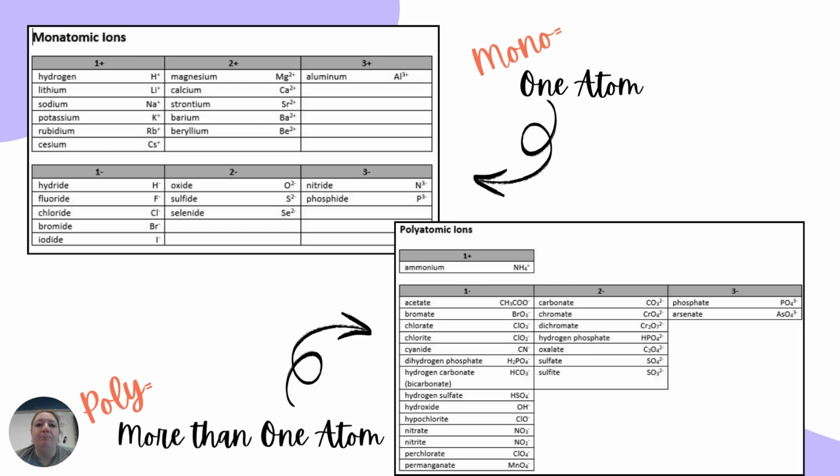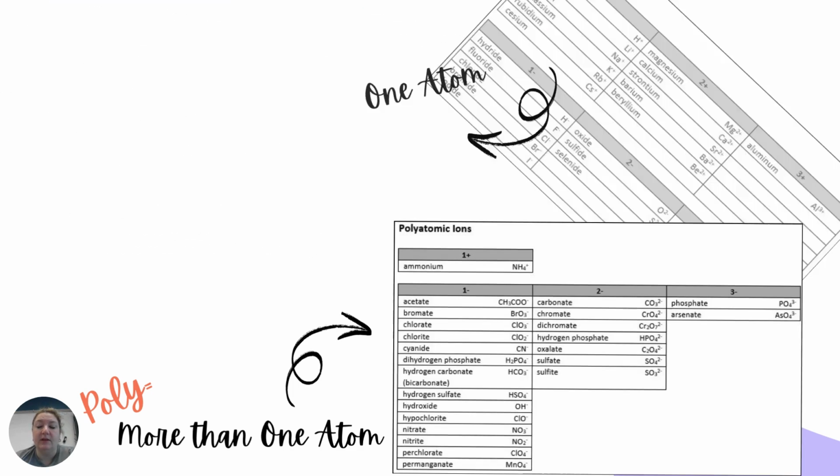So to give you an example, lithium would be Li, that's a monatomic. Let's take acetate, it's CH3COO. Because there's more than one element, there's carbon, there's hydrogen, there's oxygen, we call it more than one, which is polyatomic, and all those are listed down below.